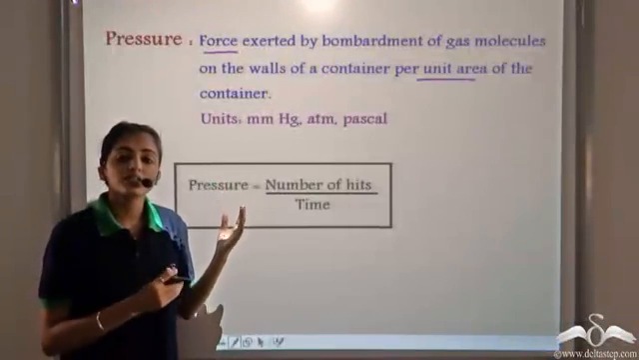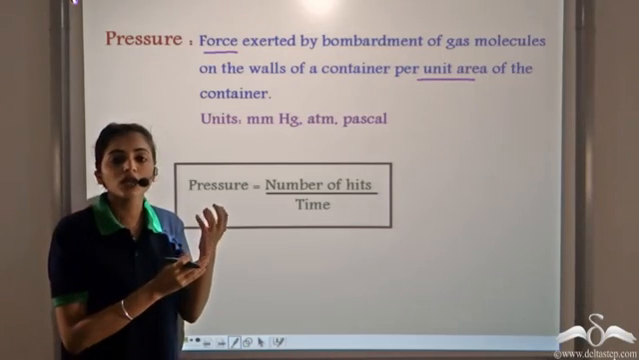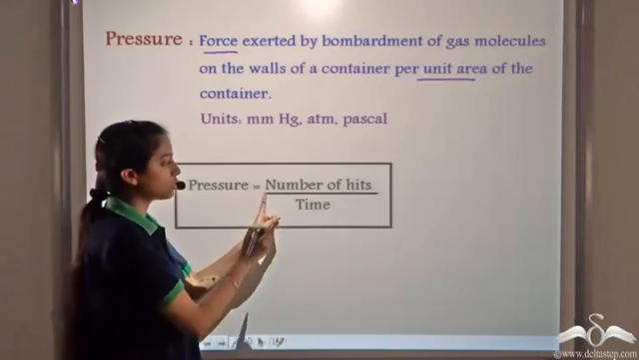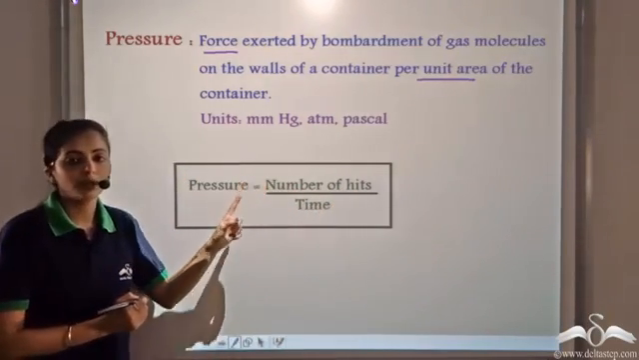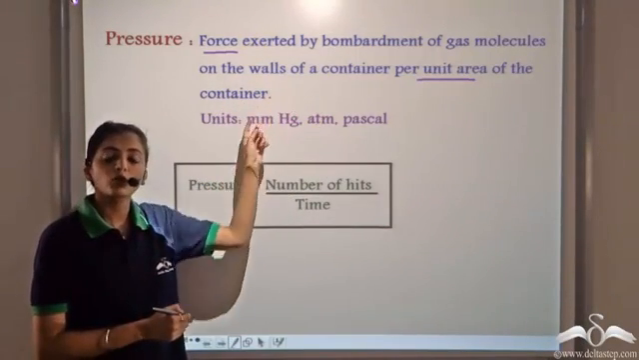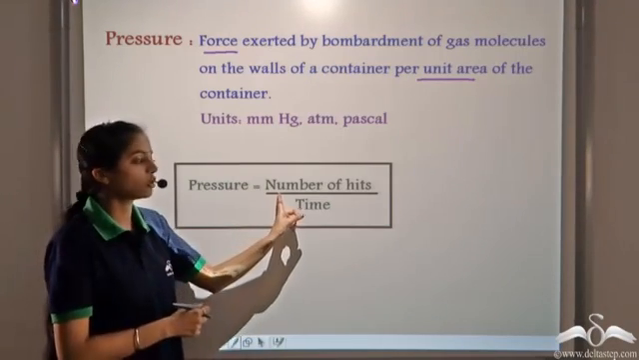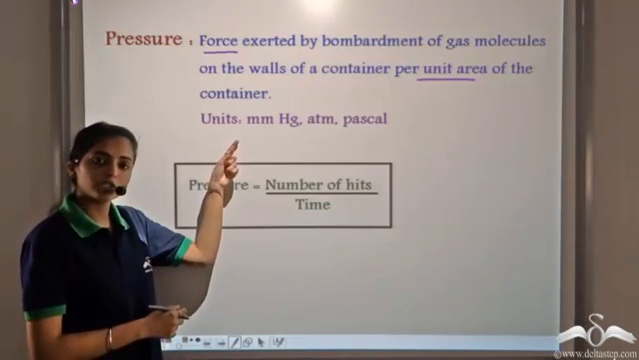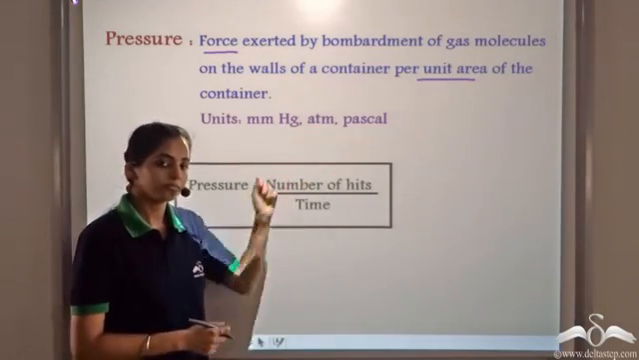Now this pressure is defined by the force exerted, and this force is exerted as the molecules are colliding with the walls. So this collision of the molecules can also be measured in terms of the number of hits per unit time. So pressure can be defined in two ways. It is force per unit area, but this force is because of the collision of the molecules with the walls. So it is also defined in terms of the number of hits of the molecules per unit time. Pressure can also be measured in different units like millimeters of mercury, atmosphere, or Pascal.